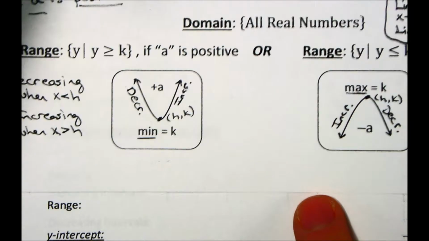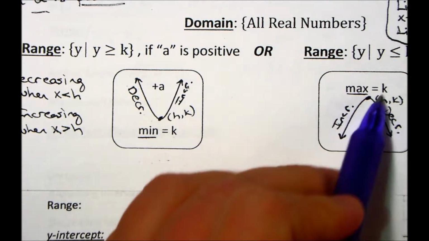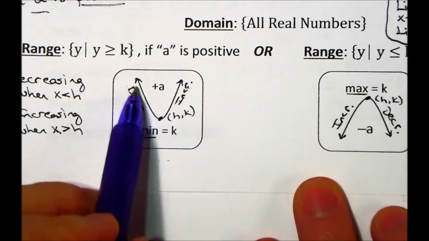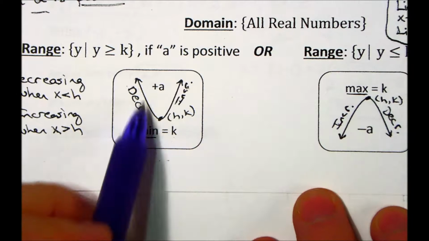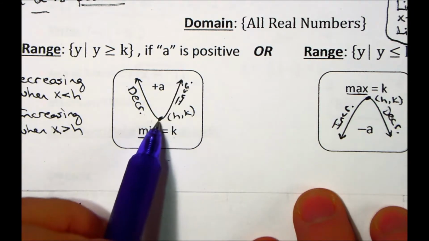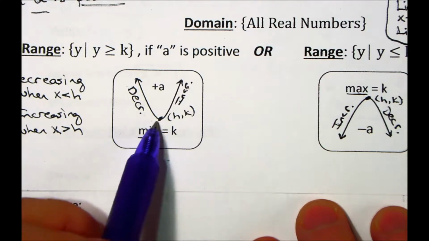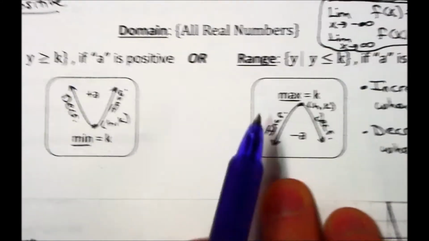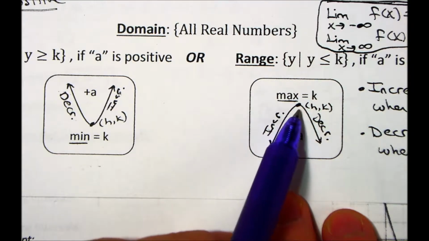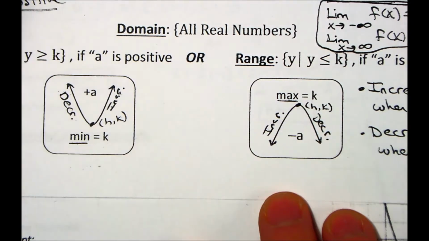So on my reference sheet here, the min value or minimum value is always equal to k, the maximum value is always equal to k. So what we're talking about is where on the graph is the lowest point or the highest point. If your parabola opens up, then the vertex is the lowest point on the graph, and your minimum y value will be whatever that k value is. And then if your parabola opens down, the vertex is the highest point on the graph, which so k would be the highest y value on the graph.